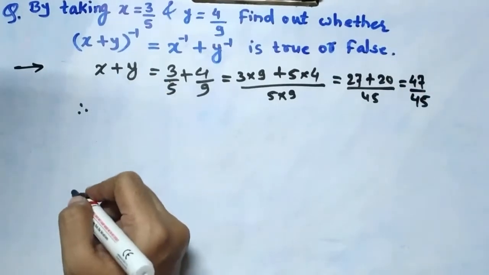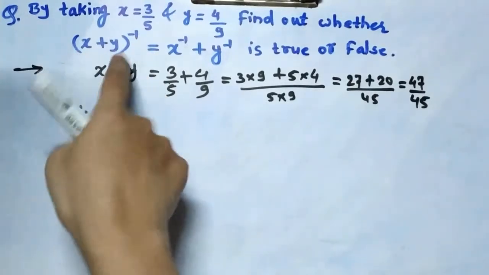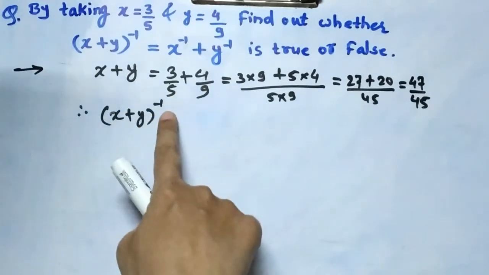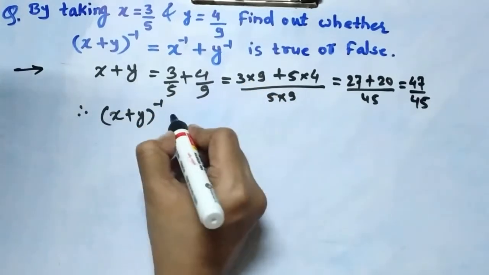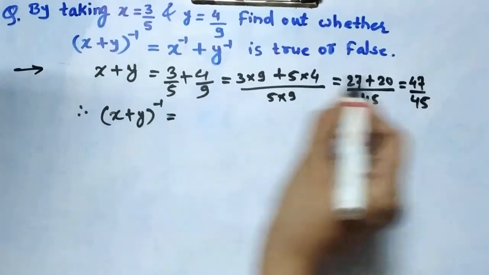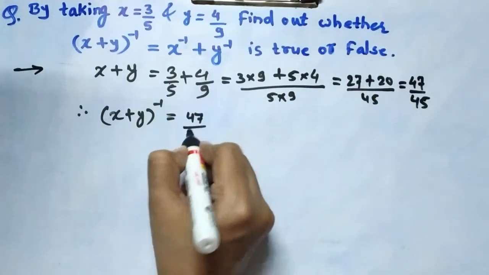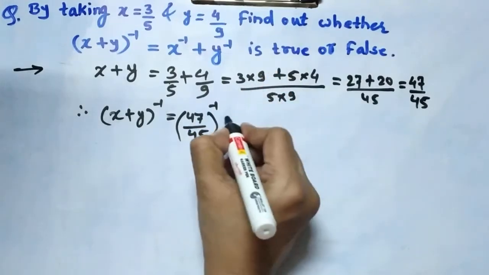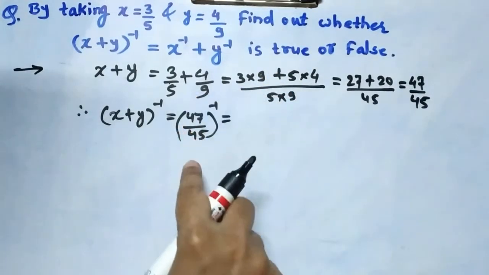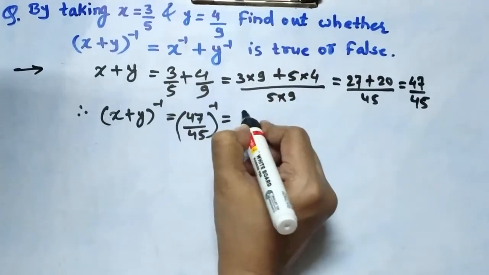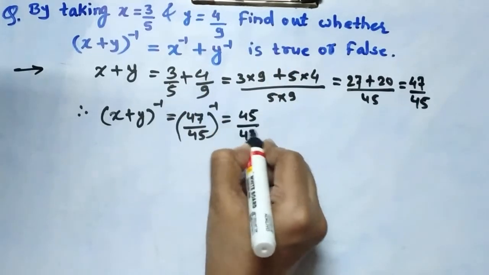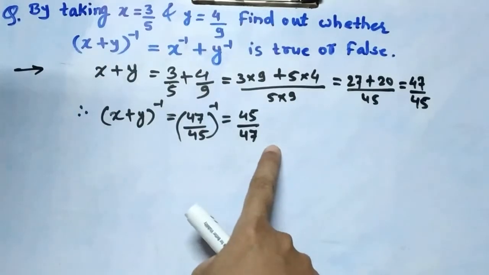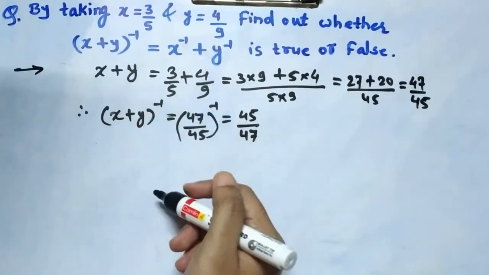Therefore, now what we'll do, friends? We need to check this side: x plus y, and we have to take its reciprocal, that is, power minus 1. The value of x plus y is 47 upon 45, and we take its reciprocal. After taking the reciprocal, the numerator changes into the denominator and the denominator into the numerator, so we get 45 upon 47. So our LHS value is 45 upon 47.